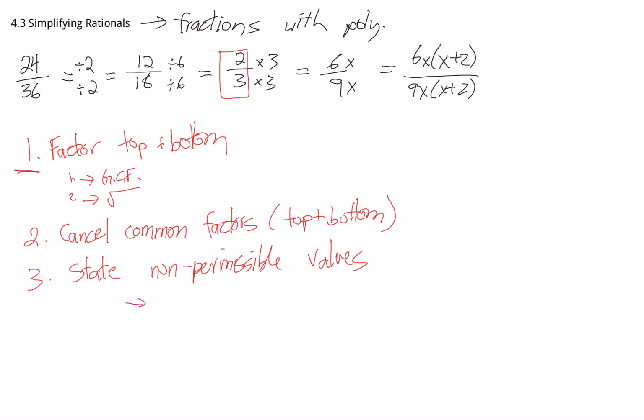And a good tip for that is take them from the factored step. So when you're doing your non-permissibles, go to where it's factored in order to figure those out. Okay, so it's usually your second step after you factor it. That's the part where you want to get your non-permissible values. And that's it.